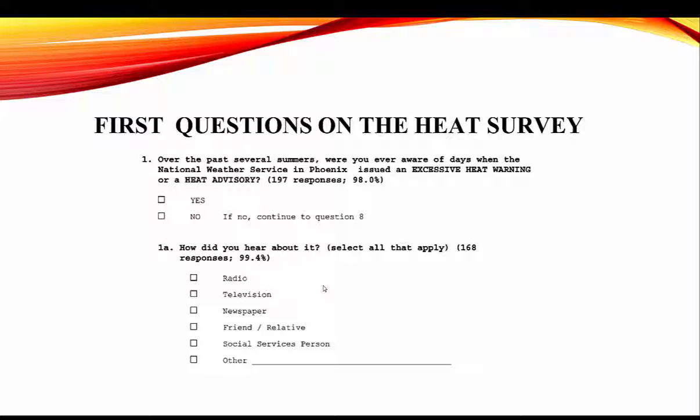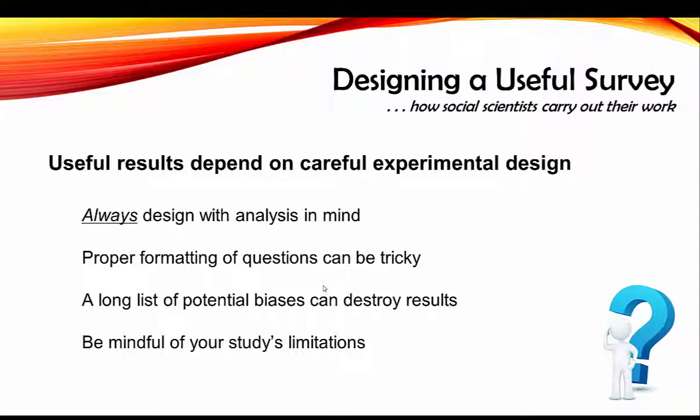And this goal actually led to the first question on that survey, which was, over the past several summers, were you aware of days when the National Weather Service in Phoenix issued an excessive heat warning? If the answer is yes, then we want to ask them why they didn't respond. But if the answer is no, obviously they hadn't heard it, so we don't know why they didn't respond. The interest here is more, why didn't they hear it? All right, so useful results.